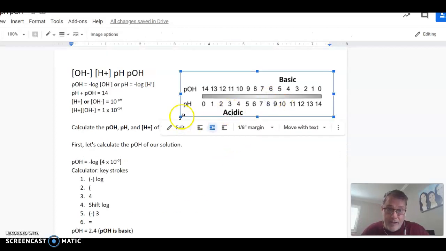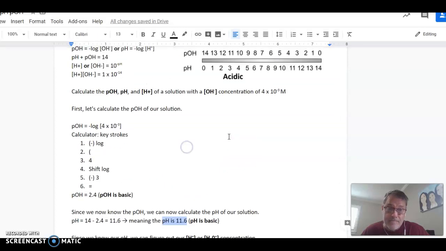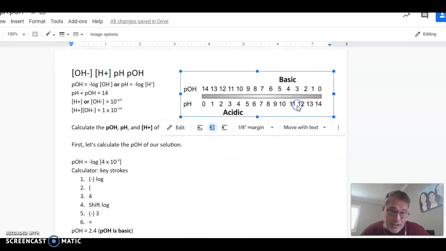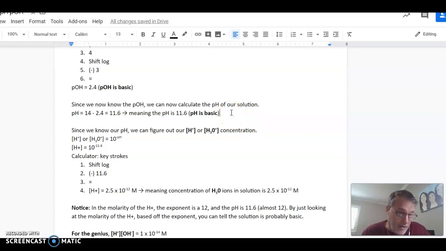So let's go back up here. Here's our pH scale on the bottom, and it says it's 11.6. And we see 11.6 is up here, and it's in the basic area of the pH scale. So this is confirming that our solution is a basic solution. So we know our pOH is 2.4. Our pH is 11.6. 11.6 and 2.4 equal 14. All right. So we got that figured out.